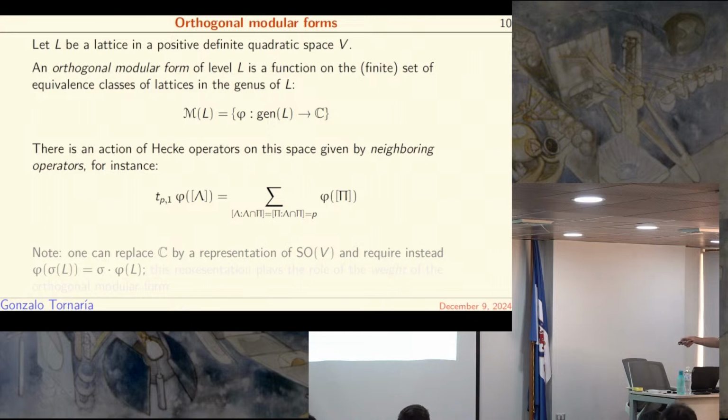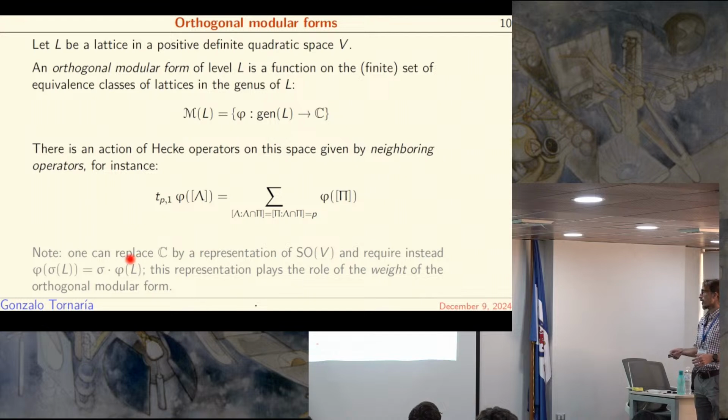This I put in gray. I put some gray notes that are sort of asides, but you can actually replace this C here by a representation of the orthogonal group, and instead of requiring that this is invariant by classes, you require that when you apply an isometry here, it acts. So it wouldn't be functions constant on the classes anymore, but it's still finite dimensional. And this representation is what plays the role of the weight. So for us, if we don't put a weight, we only get weight 3 paramodular forms. But if you want to raise the weight, you have to add something like that.